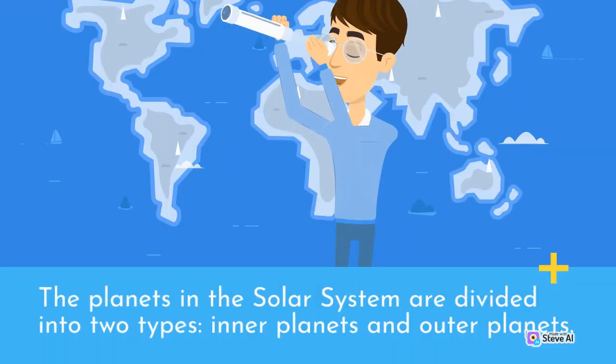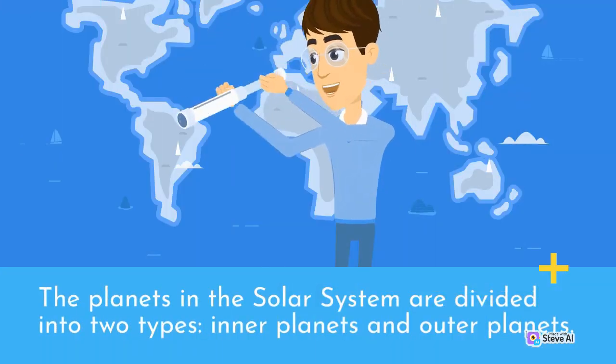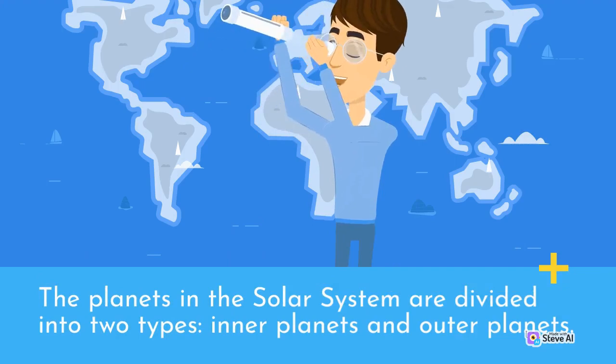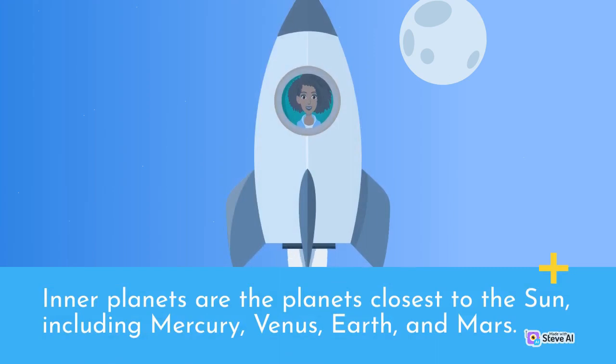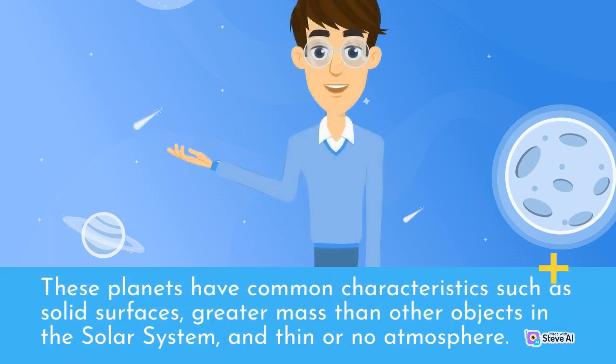The planets in the solar system are divided into two types: inner planets and outer planets. Inner planets are the planets closest to the Sun, including Mercury, Venus, Earth, and Mars. These planets have common characteristics such as solid surfaces, greater mass than other objects in the solar system, and thin or no atmosphere.